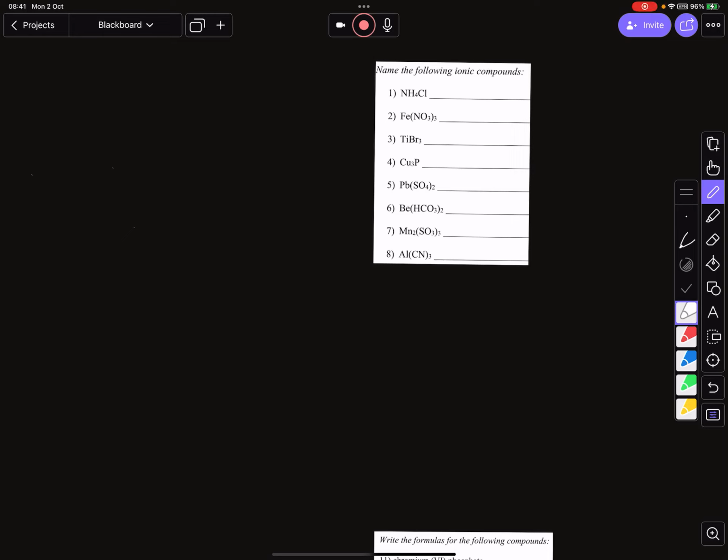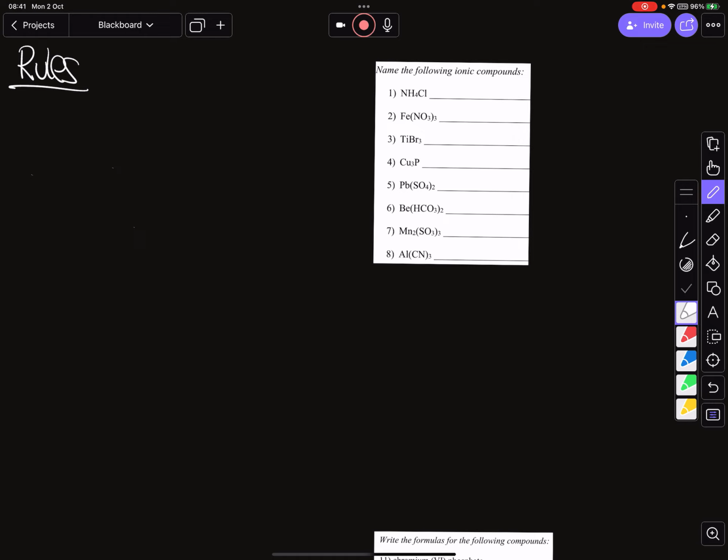Okay, so what we're going to do are two exercises here. The first one is we're going to try to work out a name from a formula, and the second one we're going to try to write formulas from the names. So we have some rules.